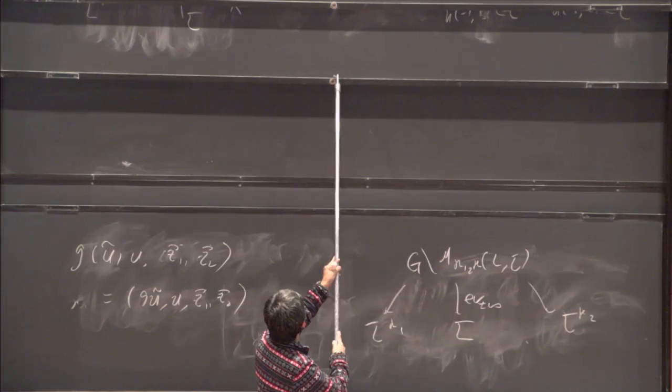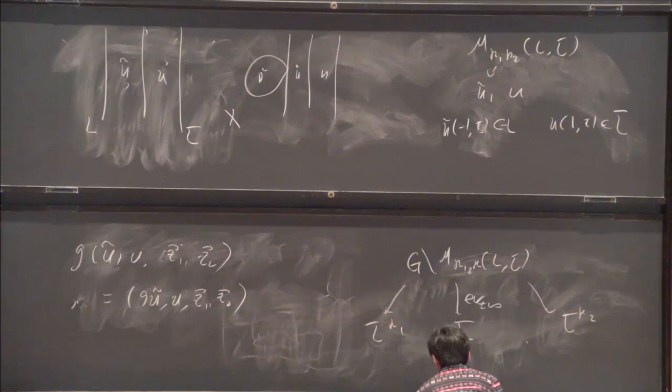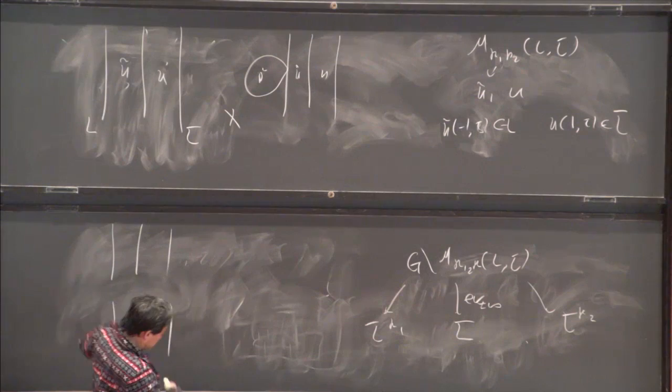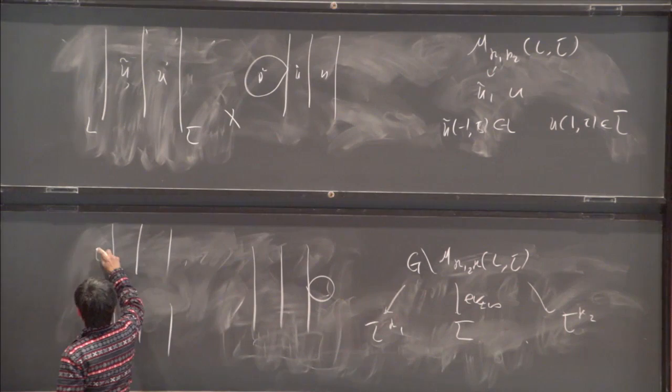You have two others. The next codimension one boundary is something like this. You can easily observe it. You can just split into two parts. And the third one is something like this. So maybe it's L bar, U tilde, U.